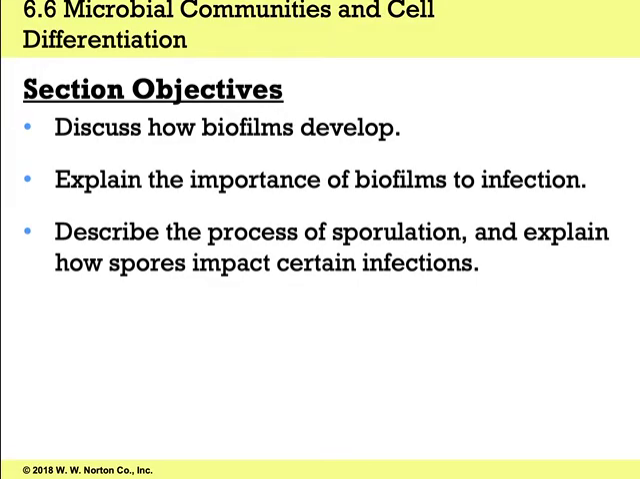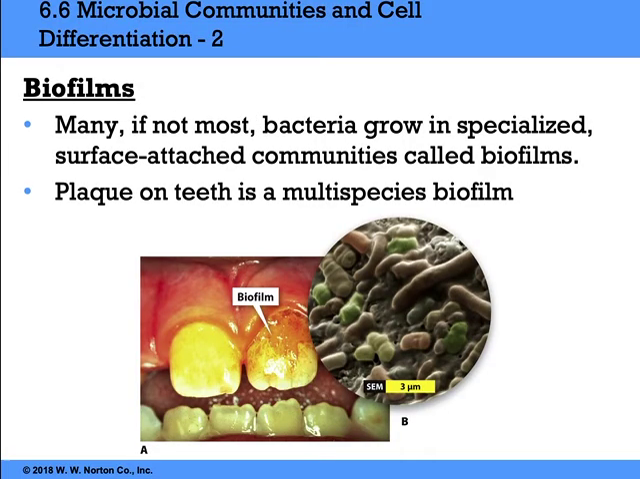Okay, next we're going to talk about biofilms and explain the importance of biofilms in infection, talk about sporulation and how spores impact infection. So biofilm is basically a bacterial community, and it's thought to be the precursor to tissues. In a biofilm, you have organisms that specialize in different tasks that help the community survive. Some are good at building a home, some are good at defending against attack, and some are good at acquiring and distributing nutrients.